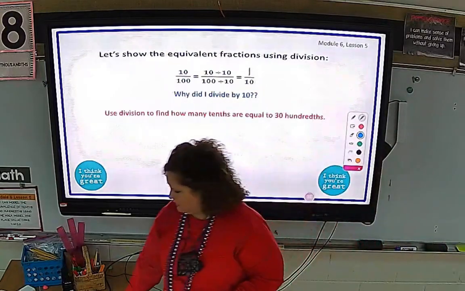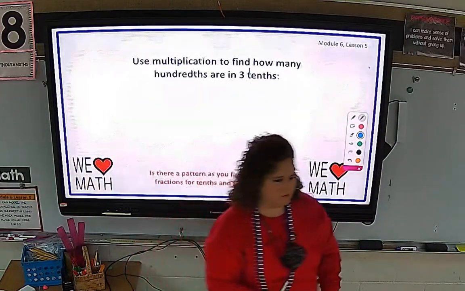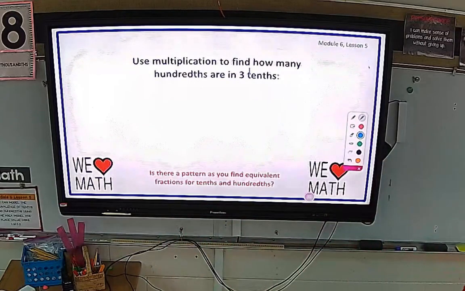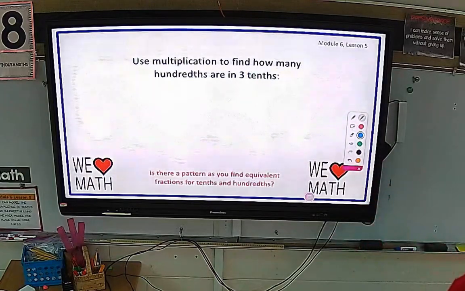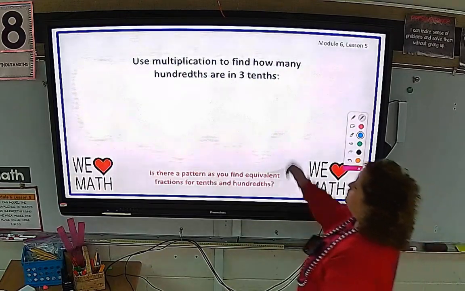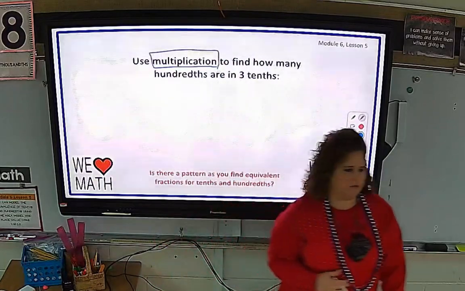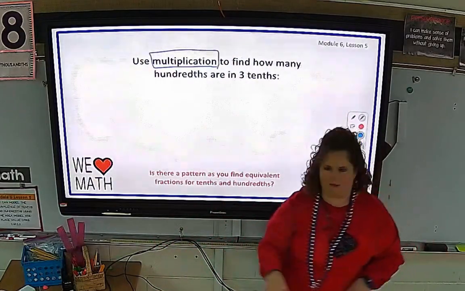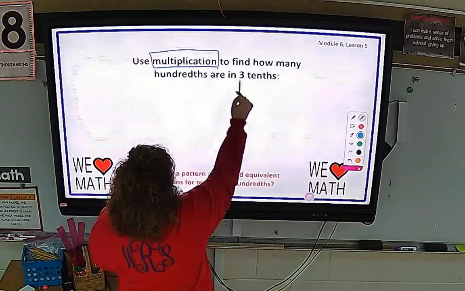So we're going to move on. We're going to follow these directions and do a little bit of this for practice. Now it says use multiplication, so we don't need our template right now. We may come back to it in just a minute. So we just need our regular whiteboard, because we're using multiplication here. We're not drawing an area model. We're not drawing a tape diagram. Use multiplication to find how many hundredths are in 3/10.